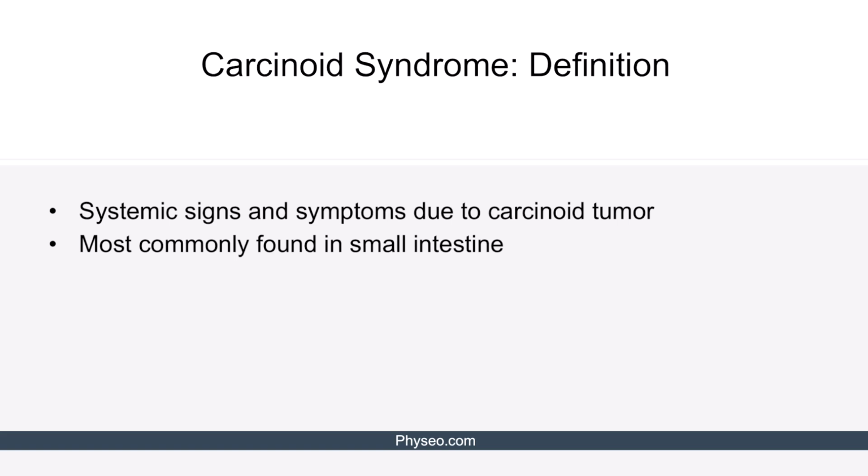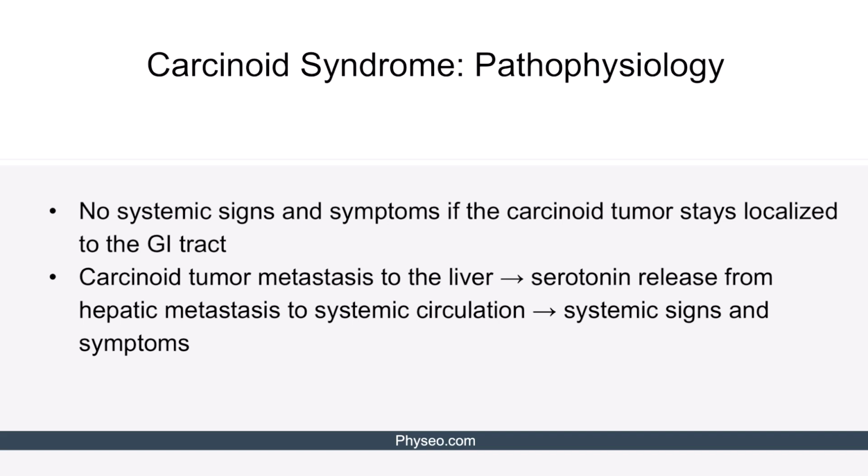Carcinoid syndrome is a constellation of systemic signs and symptoms caused by a carcinoid tumor. A carcinoid tumor is a neuroendocrine tumor most commonly found in the small intestine. Let's talk about the pathophysiology of carcinoid syndrome.